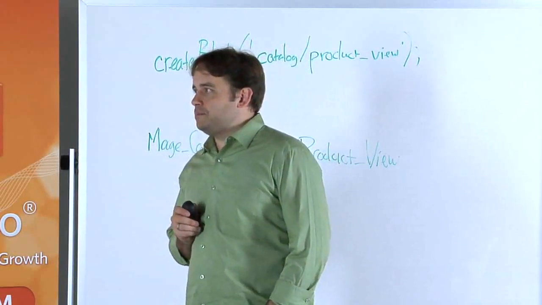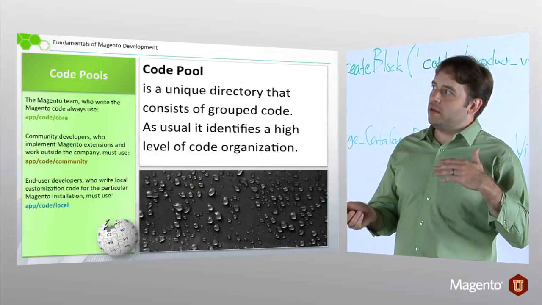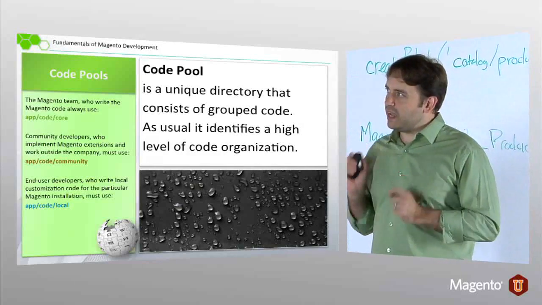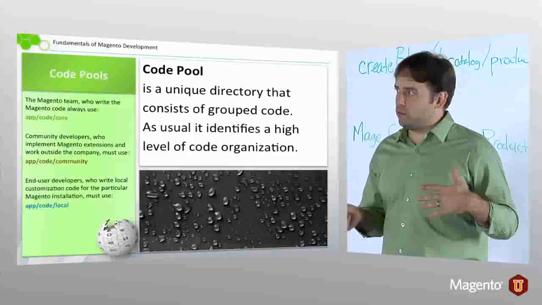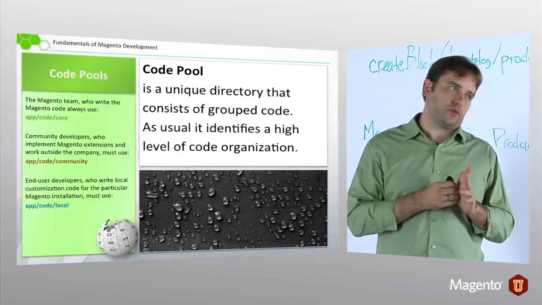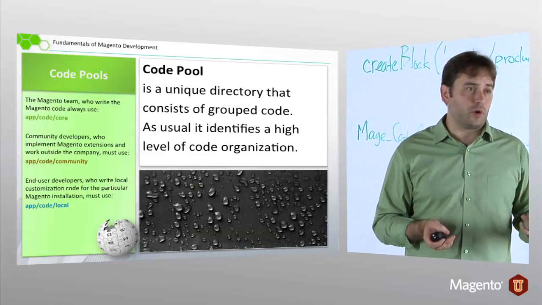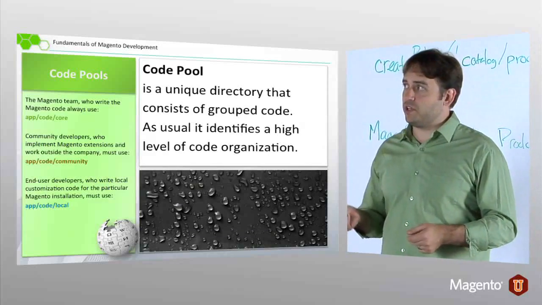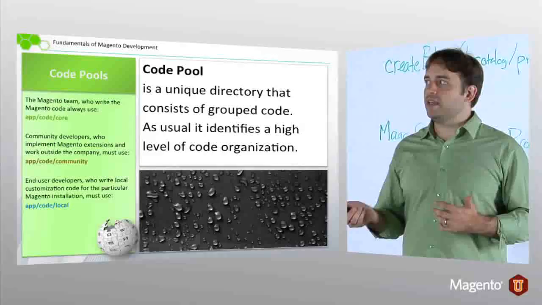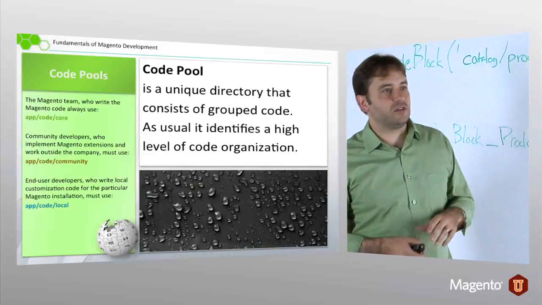More on that later, but really, for right now, just remember that code pools are under app code, and you have core, community, and local. And generally, community are for released extensions, released modules that are out there for more than one person. Local will be where you'll be doing a lot of your own work. Effectively, they're all just places in the file system. It just so happens that the system looks in local first, then will look in community, and then will look in core as far as finding files goes.